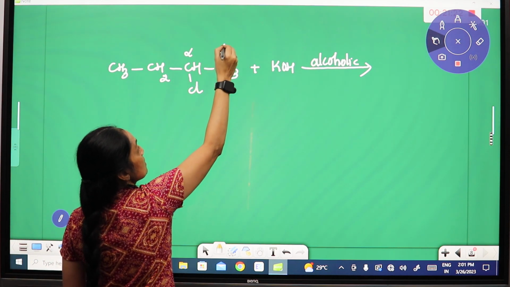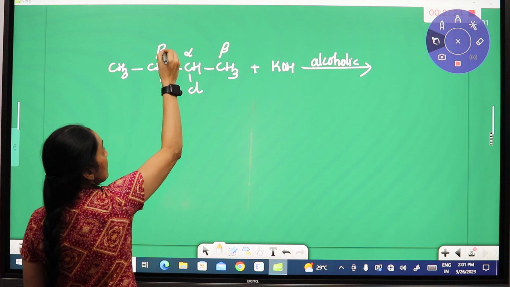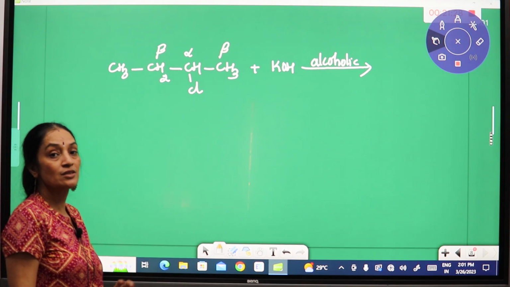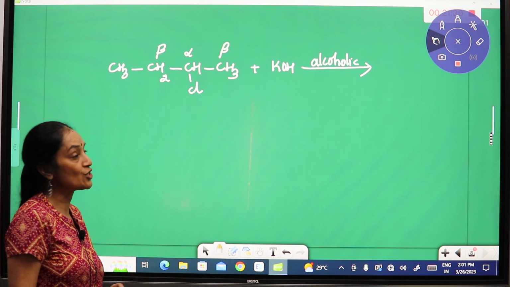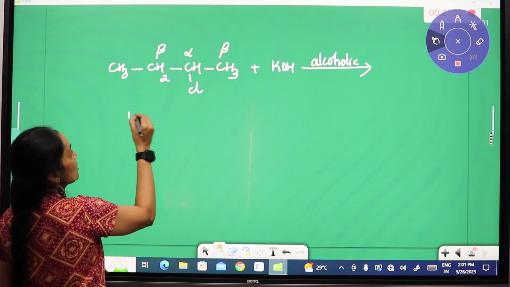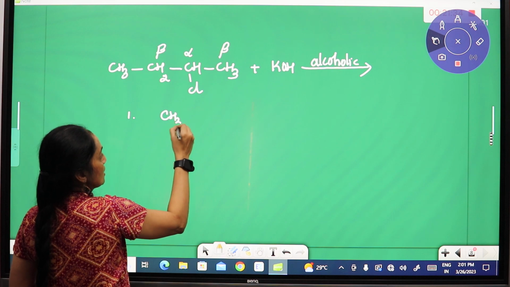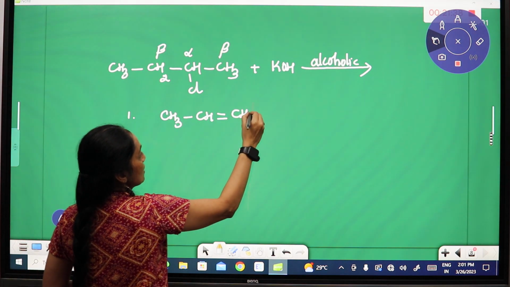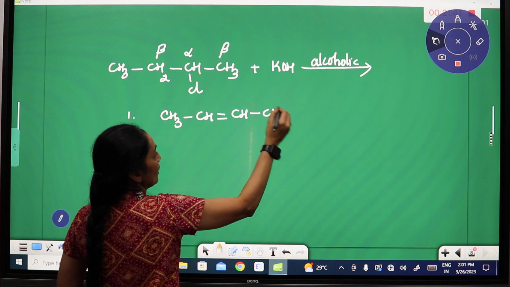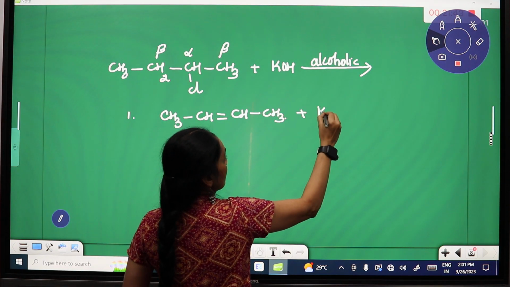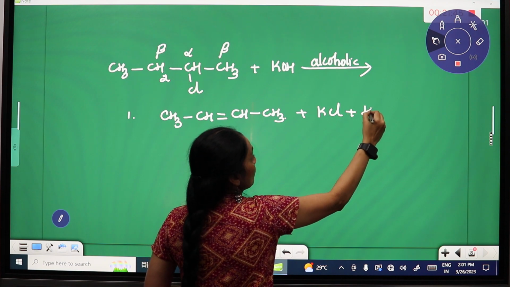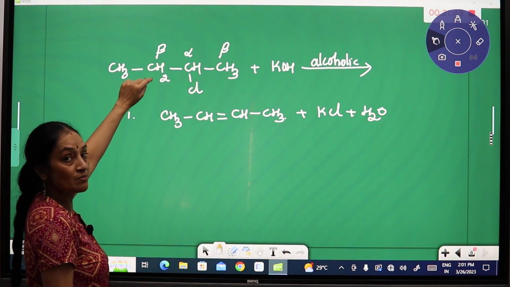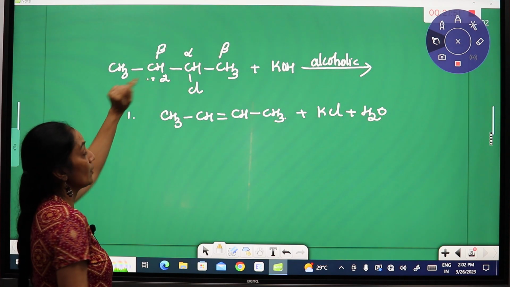Whereas, the carbon next to that we call a beta carbon atom. Now, with alcoholic KOH, I told you dehydrohalogenation takes place. This is my first product, CH3-CH=CH-CH3, with elimination of KCl and water. What exactly I did in this case is, I removed the hydrogen from this beta carbon atom.